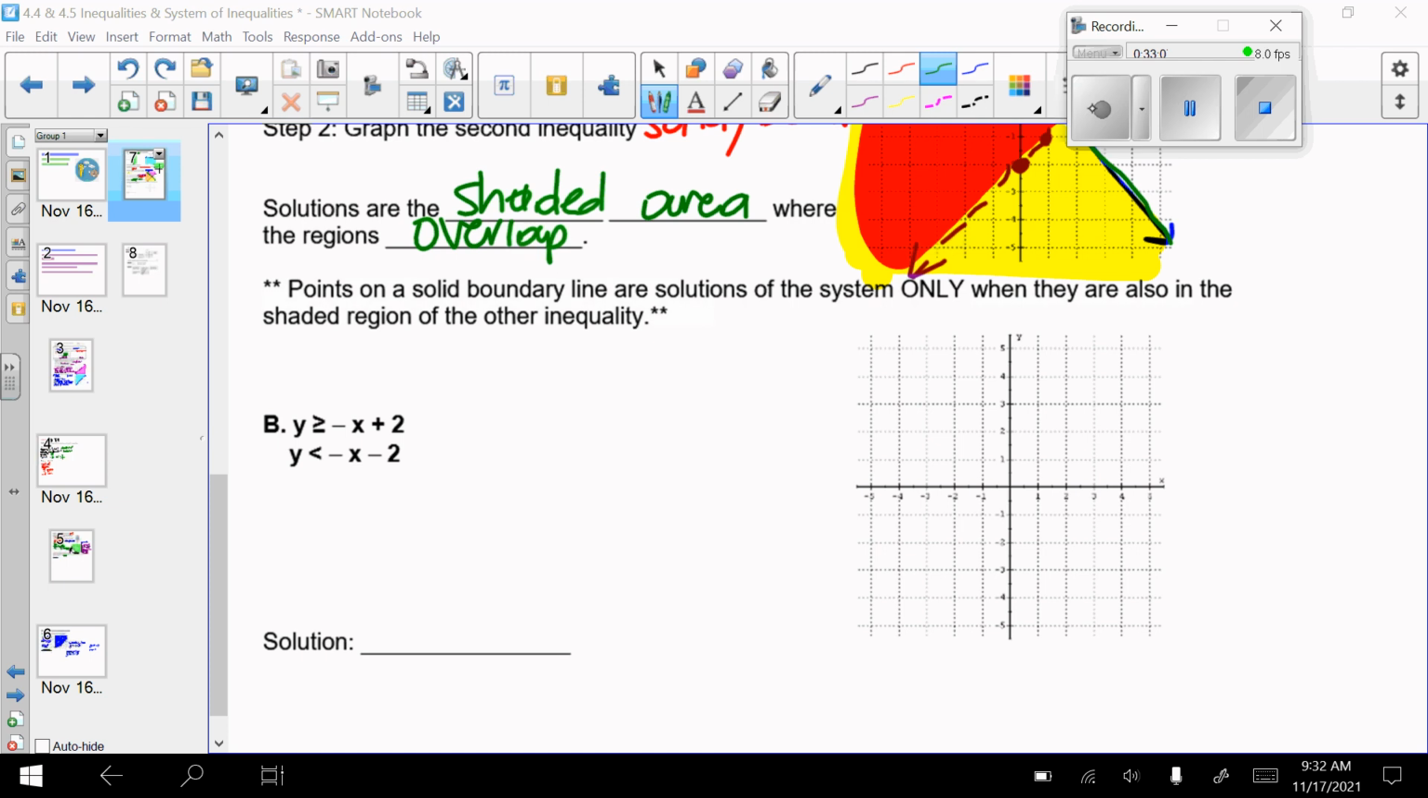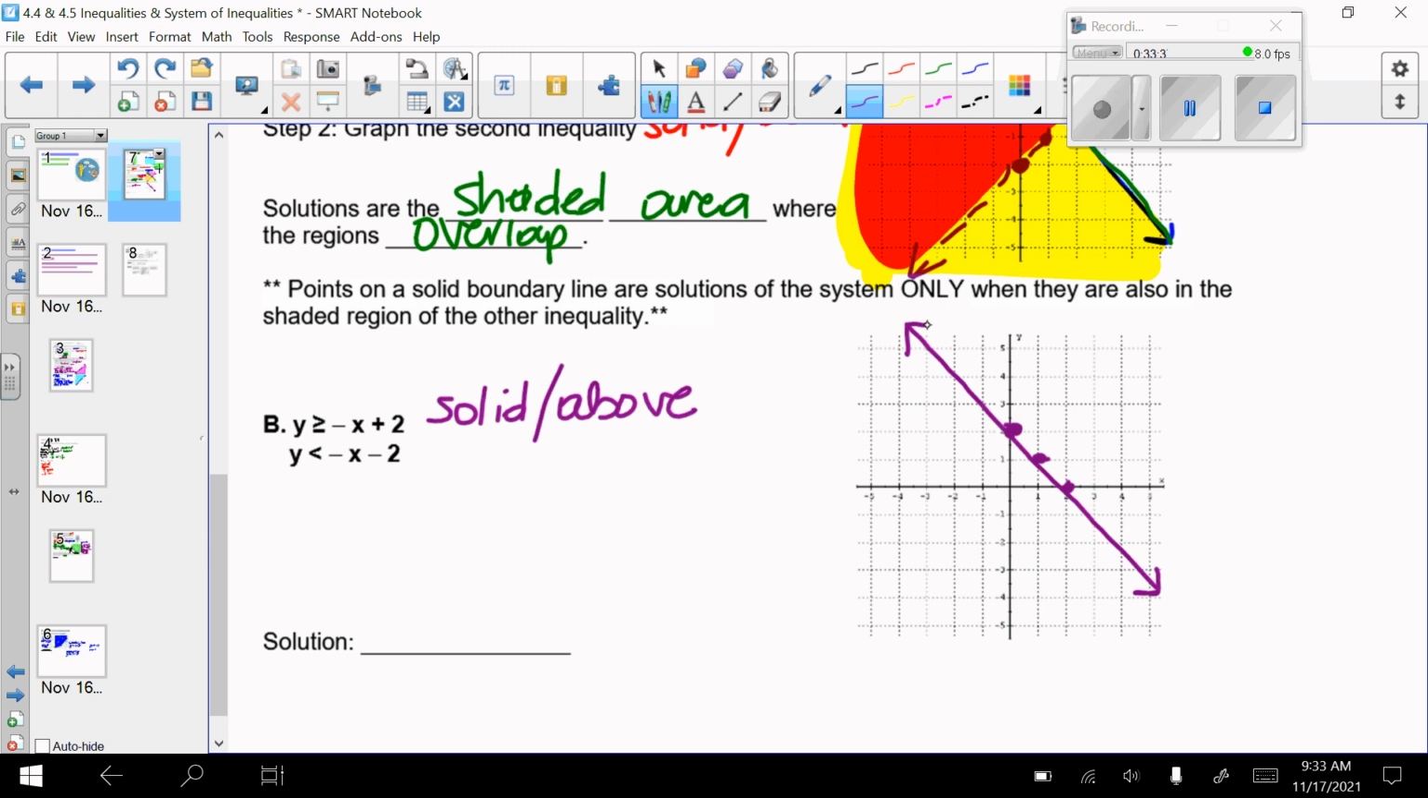So y is greater than or equal to -x plus 2. Am I going to have a solid line or a dashed line? Good. And am I going to shade above or below? Perfect. So let's graph it. What's my y-intercept of that one? Awesome. And then what's my slope? Down 1 to the right 1. And you could keep going on and on, right? But I just did that to help me get my line. So I'm going to draw a solid line. And I'm shading above. So all of this area.